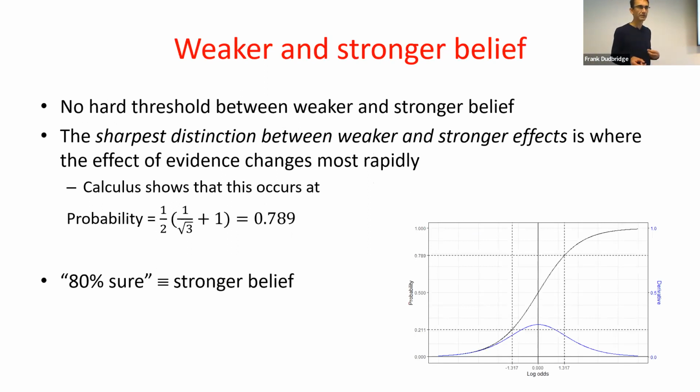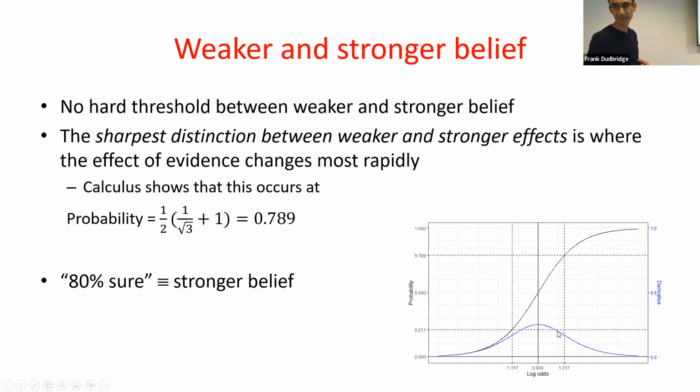So now let's define what we mean by weaker belief and stronger belief. Okay, so there's no hard threshold between them, but we can say if we want to make a distinction between weaker and stronger belief, then where is that distinction sharpest? Where can we make the sharpest distinction between weaker and stronger belief? And because we've defined those in terms of the effect of evidence, where is the sharpest distinction between weaker effects and stronger effects of evidence?